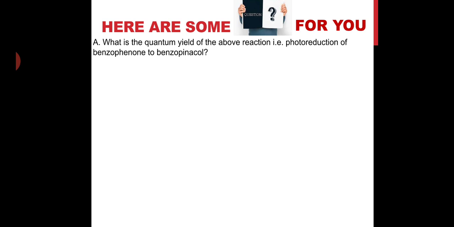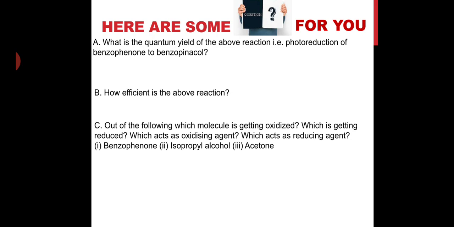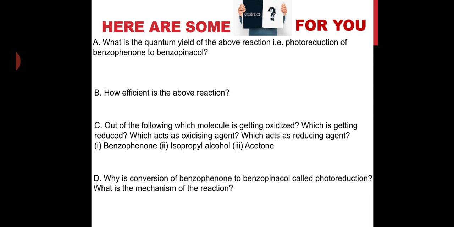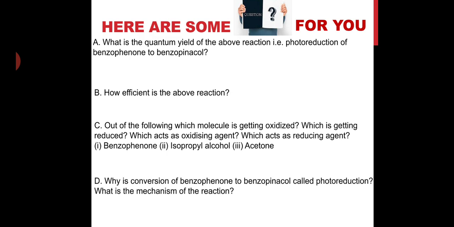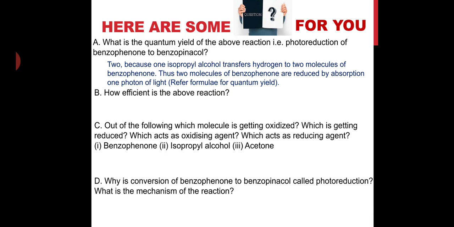Here are some questions for you. Number 1. What do you think is the quantum yield of the above reaction? Number 2. How efficient is the reaction? Number 3. In the photochemical reduction of benzophenone in isopropyl alcohol, which molecule gets oxidized and which gets reduced? Which acts as oxidizing agent and which acts as a reducing agent? Number 4. Why is conversion of benzophenone to benzophenacol called a photoreduction reaction? What is the mechanism of the reaction? I have discussed the answers also.